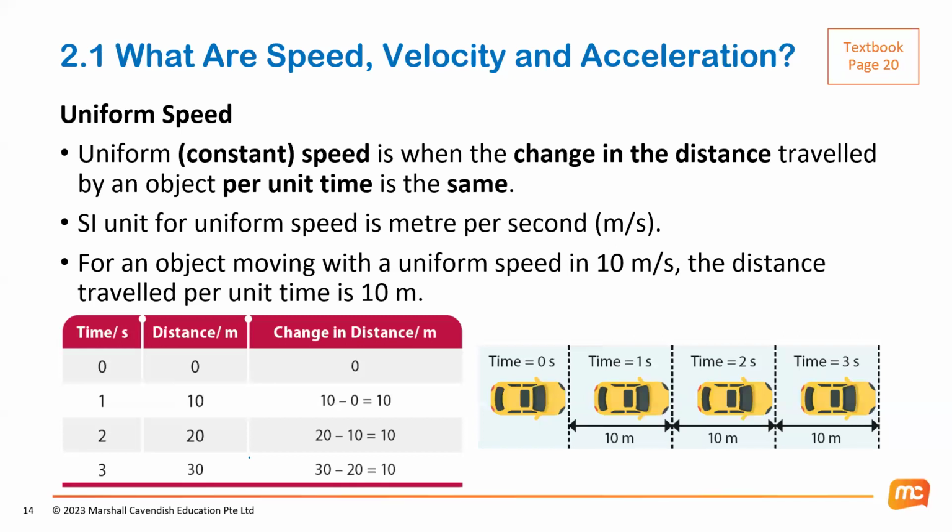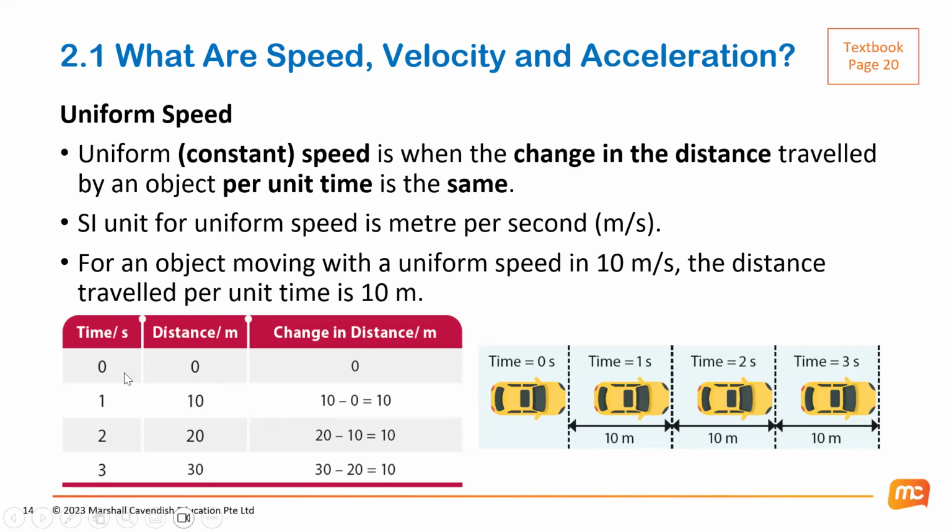Next, what do I mean by uniform speed? Uniform speed means that the speed is always the same. In physics, we use the words uniform and constant with the same meaning. Uniform means constant, constant means uniform. So it means that the speed is always the same, which means that the change in distance for every second is the same.